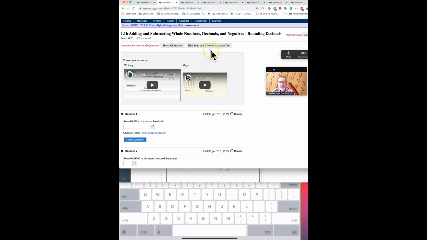Hello everybody. Today we're going to take a look at Unit 1.1b at WAMAP, and this involves adding and subtracting whole numbers, decimals, and negatives. And this lesson is rounding decimals.